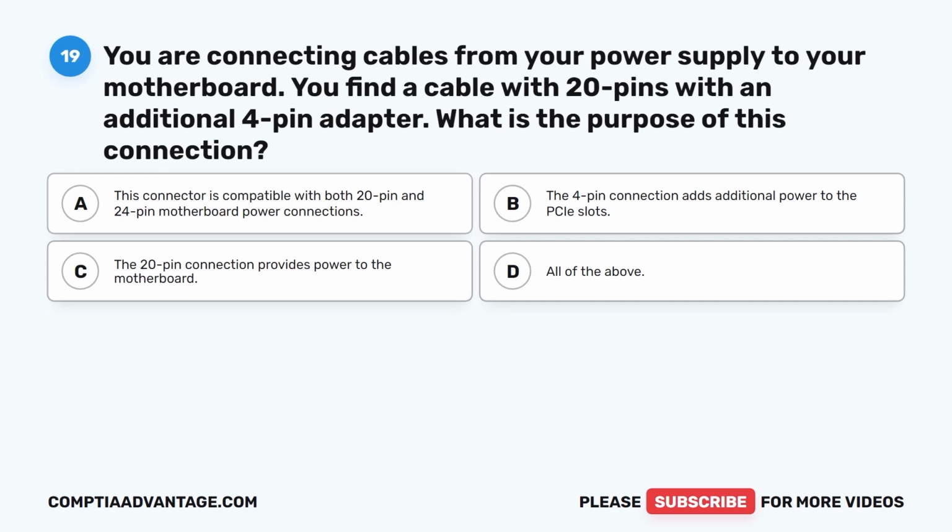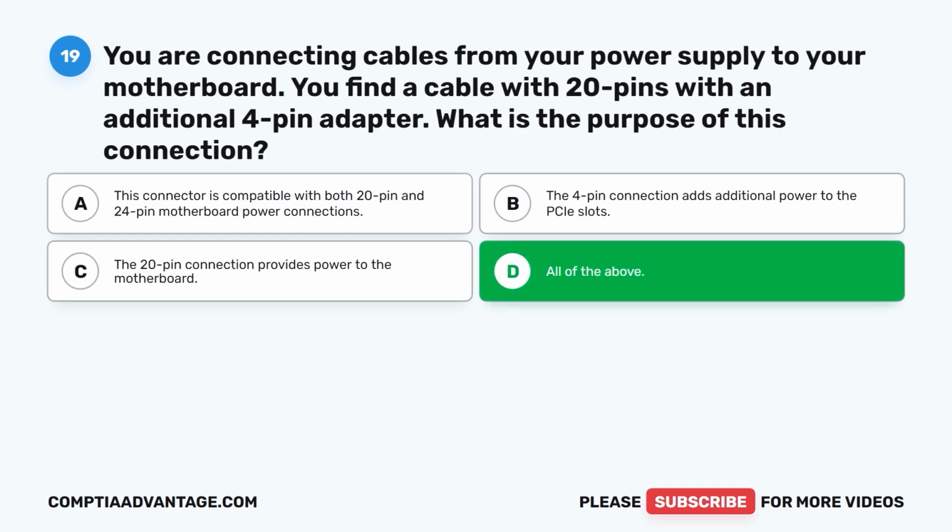Question 19. You are connecting cables from your power supply to your motherboard. You find a cable with 20 pins with an additional 4-pin adapter. What is the purpose of this connection? A. This connector is compatible with both 20-pin and 24-pin motherboard power connections. B. The 4-pin connection adds additional power to the PCIe slots. C. The 20-pin connection provides power to the motherboard. D. All of the above. The correct answer is D. All of the above.